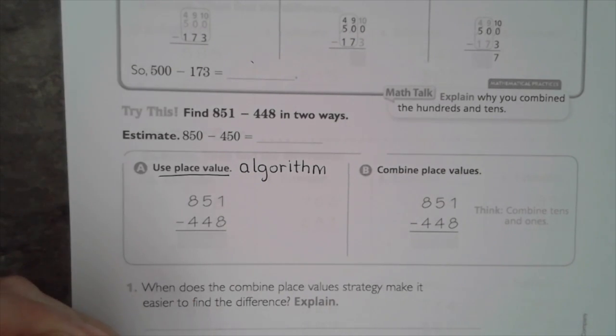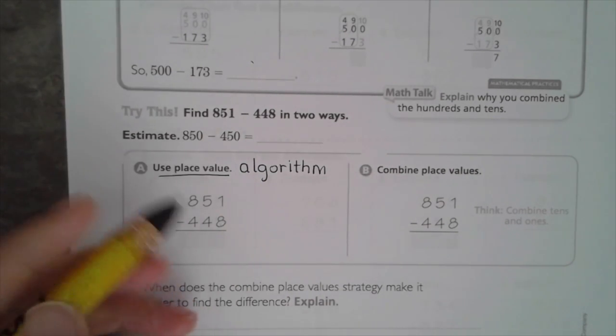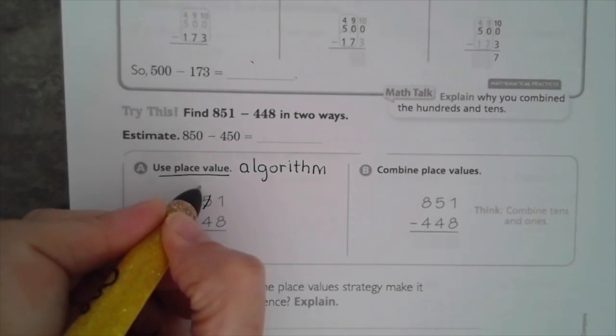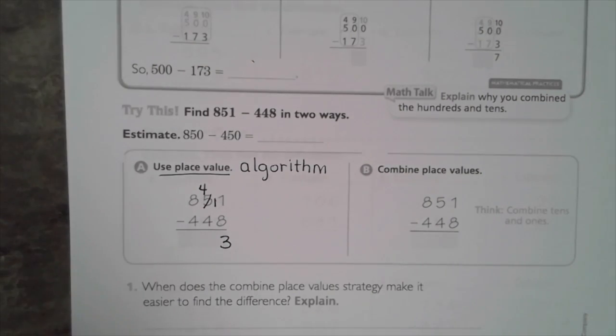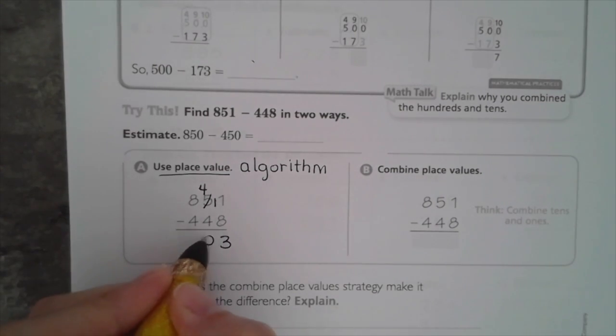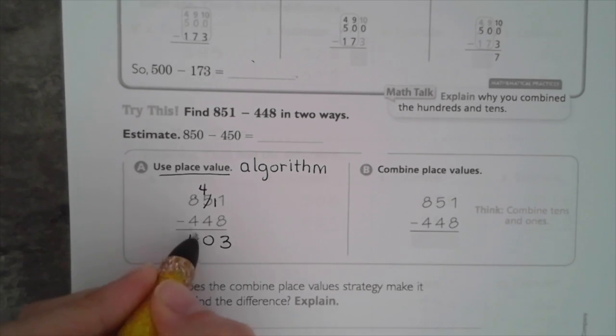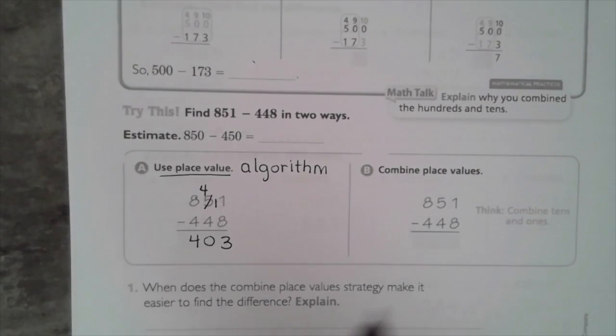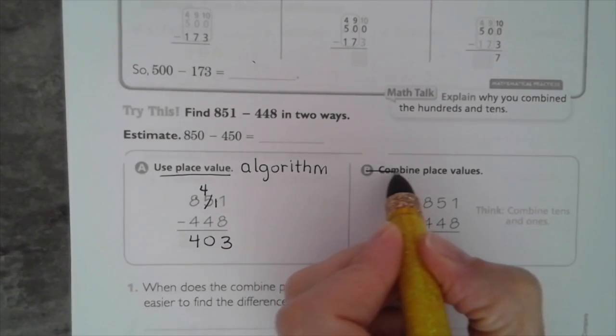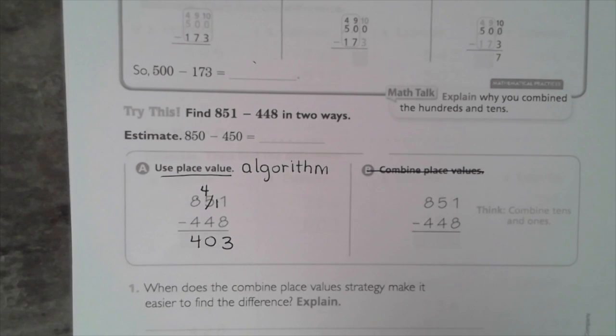1 minus 8, I can't do it, right? More on the floor, go next door and get 10 more. So 11 minus 8 is 3. And 4 minus 4 is nothing. And 8 minus 4 is 4. Easy peasy lemon squeezy. Now you can absolutely combine place values. We're not doing that. Look at your neighbor and say, we are not doing that. We're just going to practice with the algorithm. It's going to make us better math students.